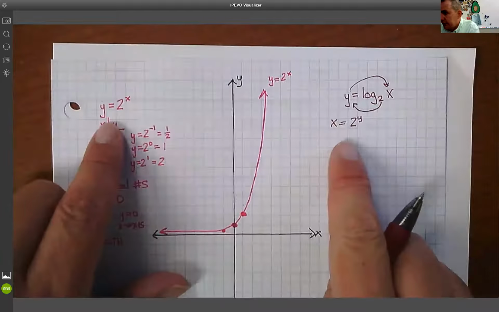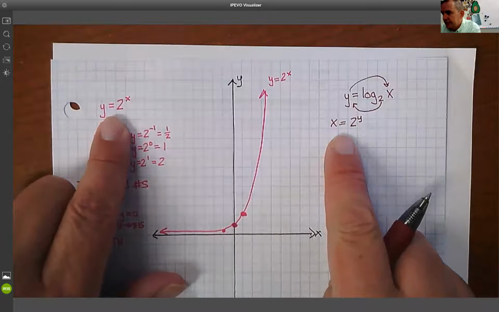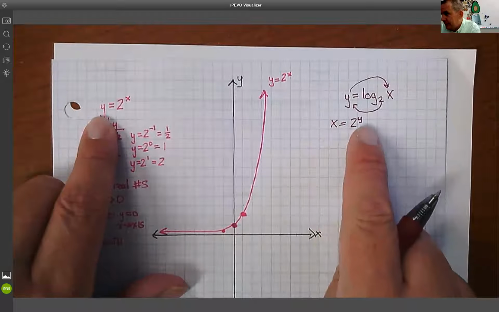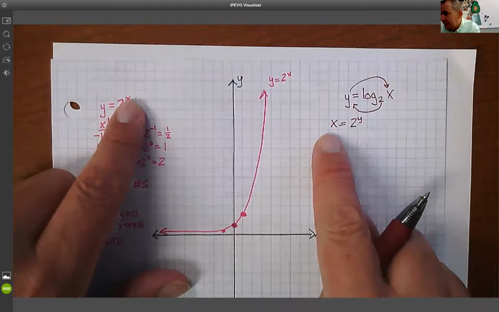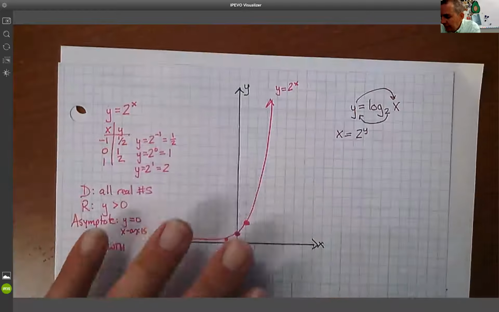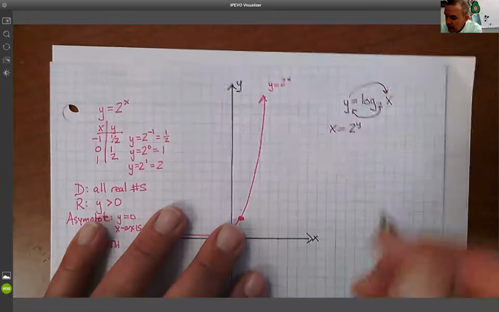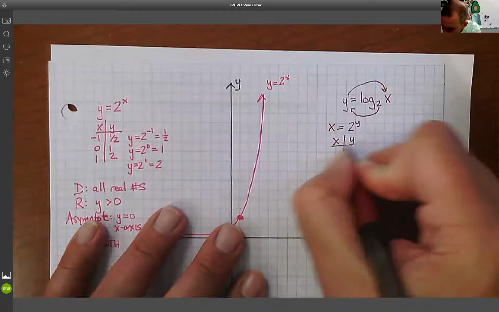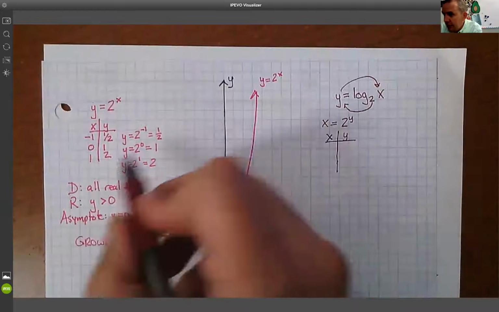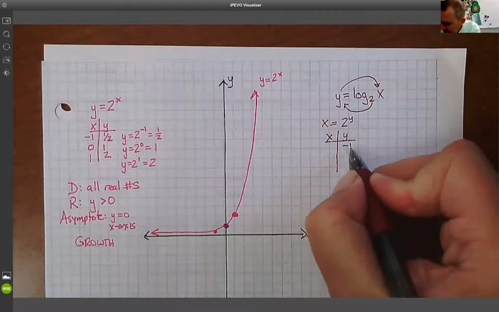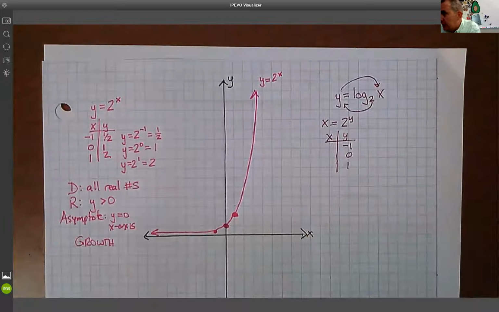And if you look at these two right here, notice the y's and the x's swapped places. The y was on the left, and now it is on the right; the x was on the right, and now it is on the left. So x's and y's changed roles. We're still going to follow that same idea of x and y, but here's what we're going to do instead. Over here, we put -1, 0, 1 in for x. We're going to put -1, 0, and 1 in for y.